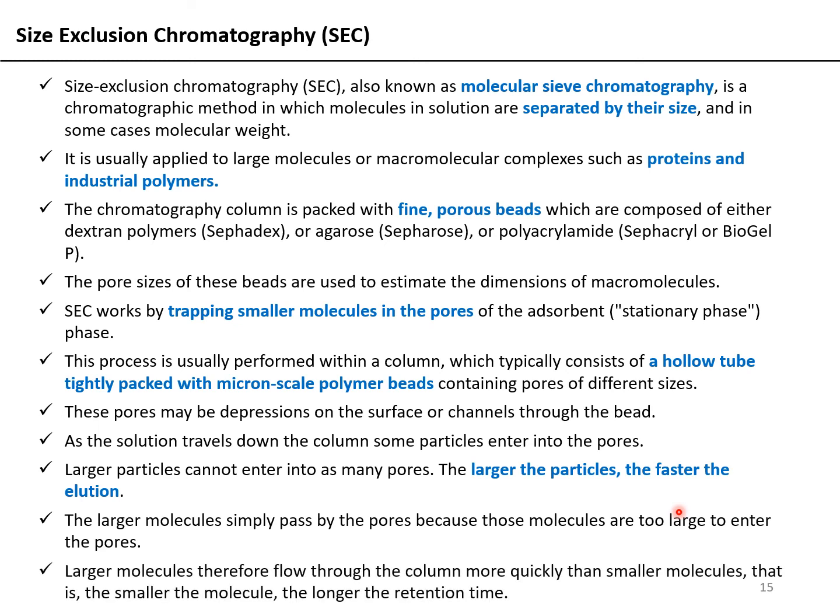So larger molecules therefore flow through the column more quickly than smaller molecules. That is, smaller the molecule, longer is the retention time. That is, the amount of time for which they are retained on the column is longer for smaller molecules.